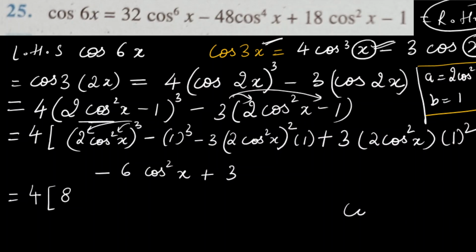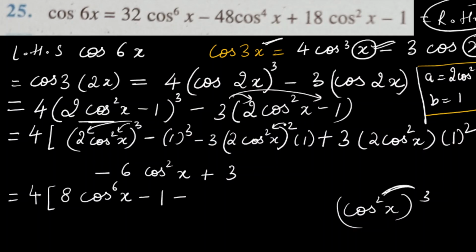Cos square's cube, by the power law of exponents, powers will get multiplied. So 2 into 3 will become 6. So cos 6x. Minus 1 cube is 1 minus, again here we have to do 3a square, right? So 2 will get distributed to this as well as this. So 2 square is 4. So I am just going to write in bracket 4 cos square.